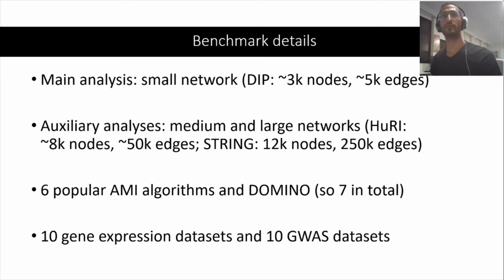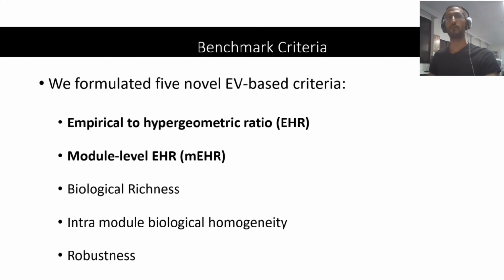We then turned to evaluate DOMINO against other AMI algorithms. In order to conduct a systematic benchmark in a reasonable time, we used the DIP network, which is a small, high-quality global network. We also performed limited benchmarks on larger networks, FIPPI and STRING. In the main benchmark, we evaluated 6 popular AMI algorithms and DOMINO, so 7 in total, over 10 gene expression datasets and 10 GWASs. To compare different algorithms, we fashioned 5 novel evaluation criteria that are based on empirically validated terms.